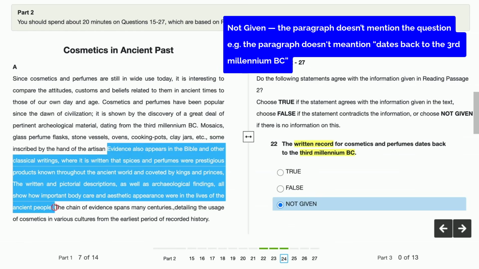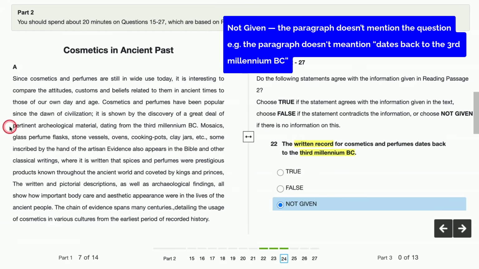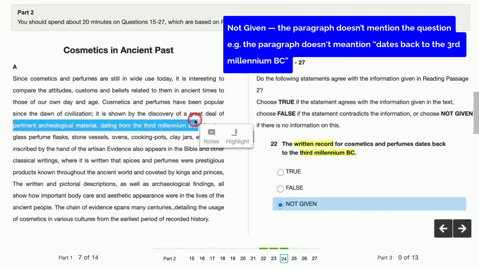The text that mentions written record says nothing about the 3rd BC, right? And the text that talks about the 3rd BC says nothing about written record. We only know archaeological material dates back to the 3rd BC. We don't know if the written record dates from the 3rd BC or not, so the answer is not given. This one is not easy.